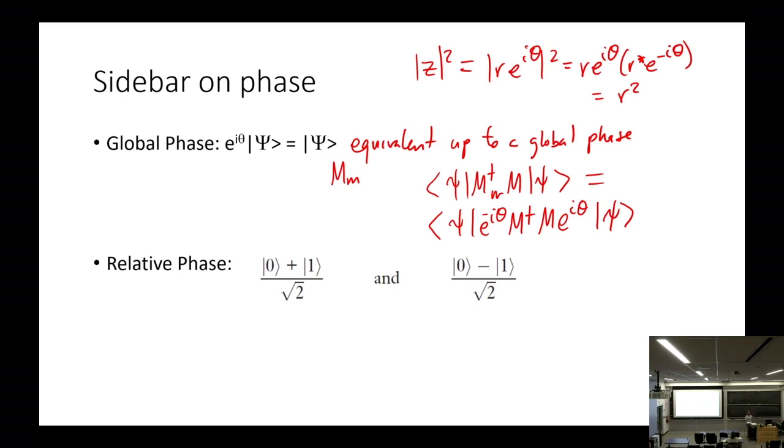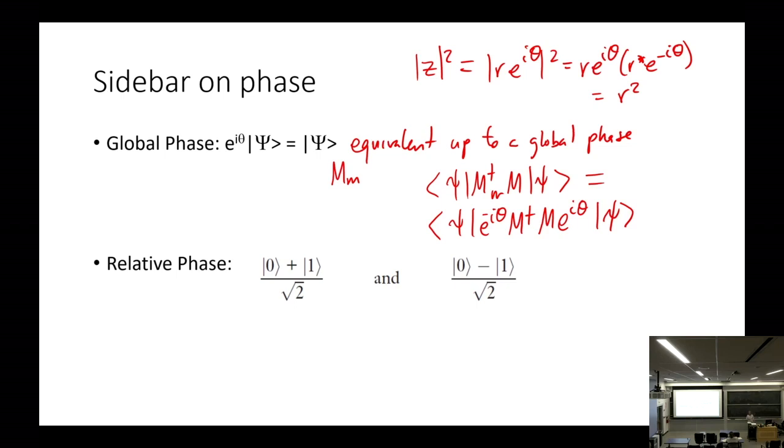Okay, so for this reason, when we have these global phases e to the i theta in front of our quantum states, we can ignore them. They don't change anything about the physical outcome or the physical state of our system.